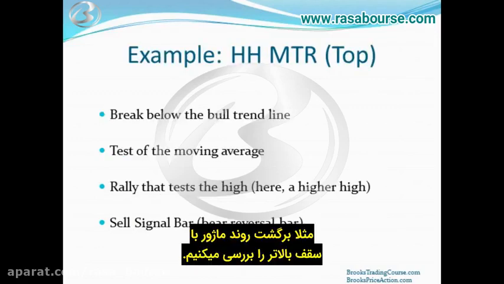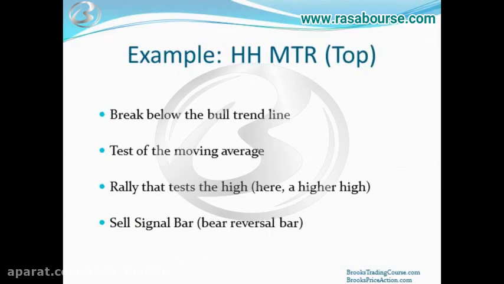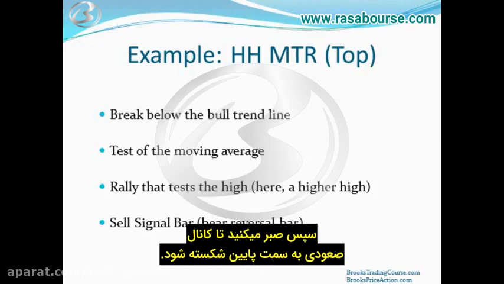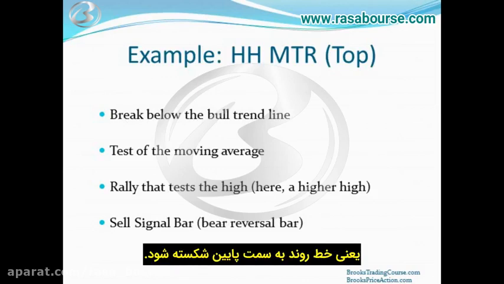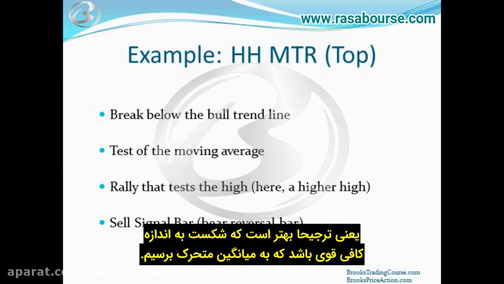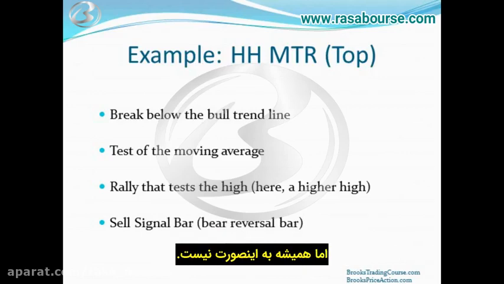For an example, a higher high major trend reversal, a top, you wait until you see a bull trend, and then you wait for a break below the bottom of the channel, in other words below the bull trend line. Preferably you'll see a test of the moving average. Preferably the break will be strong enough to get to the moving average, but that's not always the case.